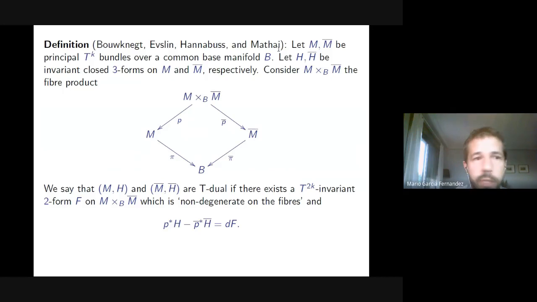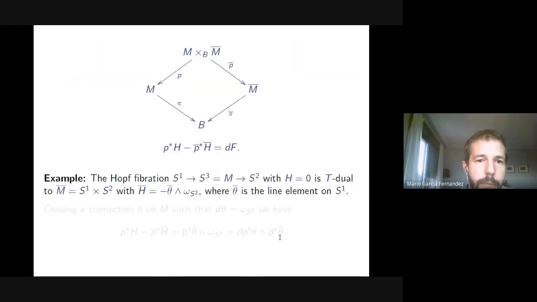So let me go for this definition by Bouwknegt, Evslin, Hannabuss, and Mathai. If you have two principal torus bundles over a common base, and two closed three-forms which are invariant, I consider this fiber product in this diagram, and I'm going to say that (M, H) is T-dual to (M bar, H bar) if there exists a two-form which is invariant on this corresponding space, which is non-degenerate on the fibers in a suitable sense, and trivializes the difference between the closed three-forms. Okay, so this is the definition.